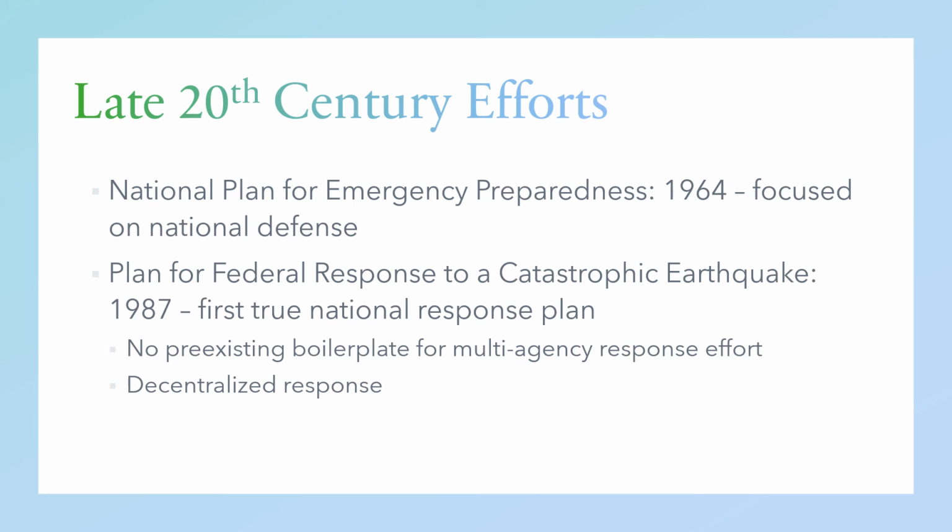The Plan for Federal Response to Catastrophic Earthquake in 1987 was the first true national response plan. Why? Because it looked at non-military, non-national defense issues, getting into this idea of natural disasters and man-made disasters. So that's why it was the first true national plan.